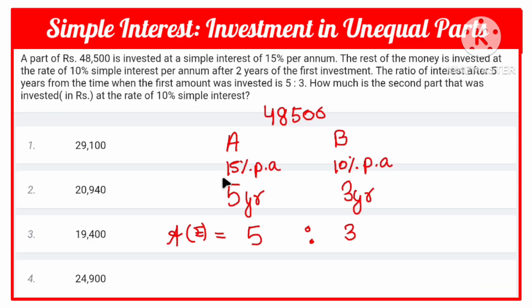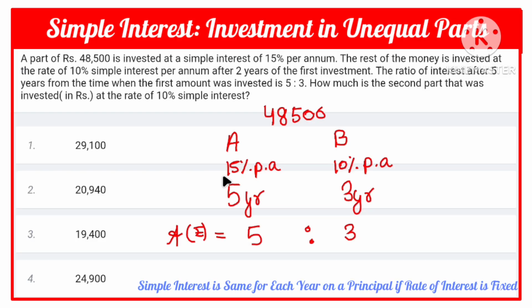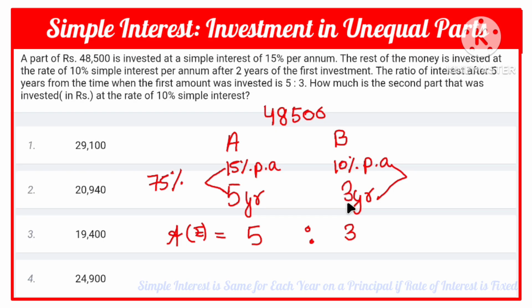Now you just tell me, if the rate of interest is 15% per annum, that means in a single year he is getting 15%. So in 5 years he will get 15 into 5, that is 75%. In this case, in a single year, he is getting 10%. So in 3 years he will get 10 into 3, that is 30%.